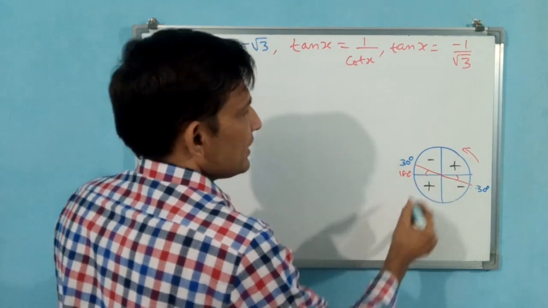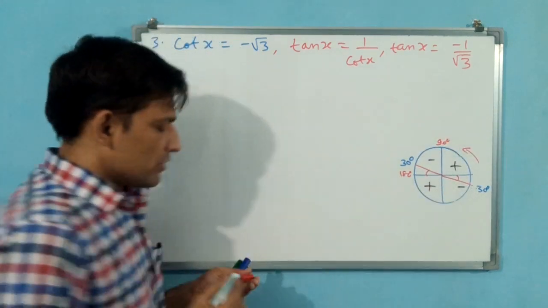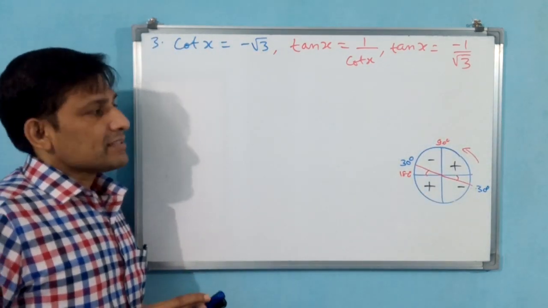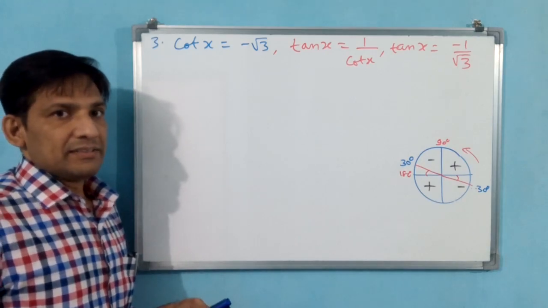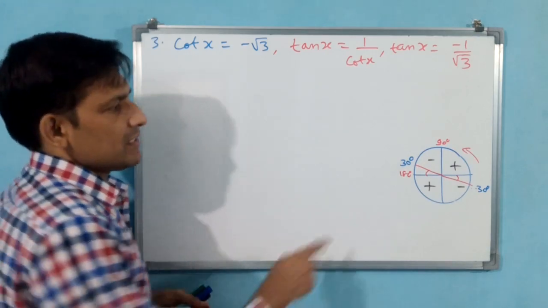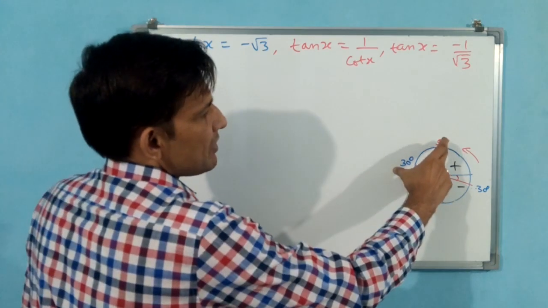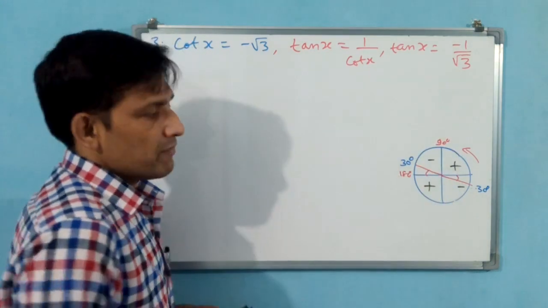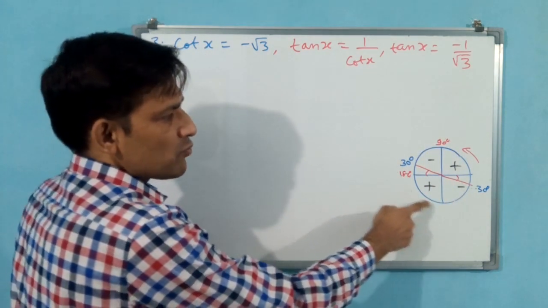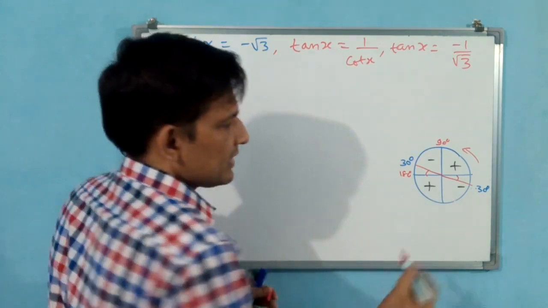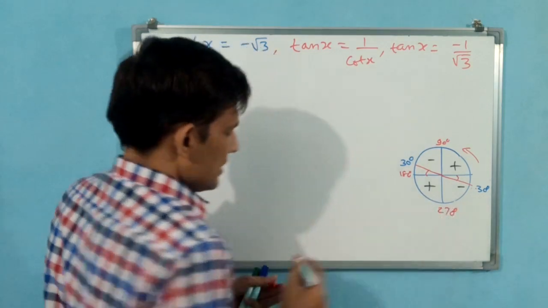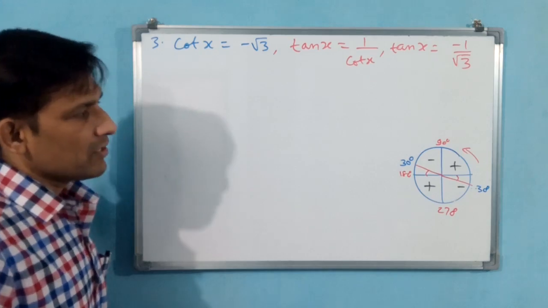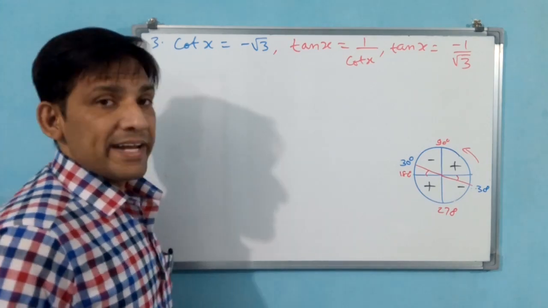This is 180, this is 90. You tell me, 180 minus 30 or 180 plus 30, which will I take? 180 minus 30. Why? Because 180 minus 30 is 150, and 150 lies between 180 and 90. If we take 180 plus 30, that is 210, which lies between 180 and 270. That is wrong. That is why you have to take 180 minus 30.